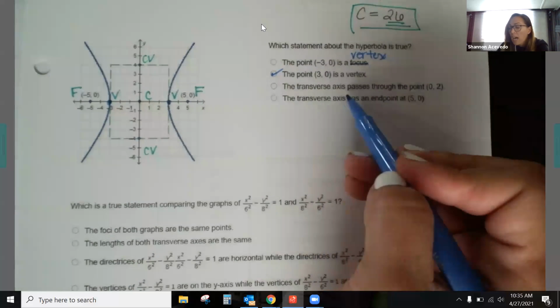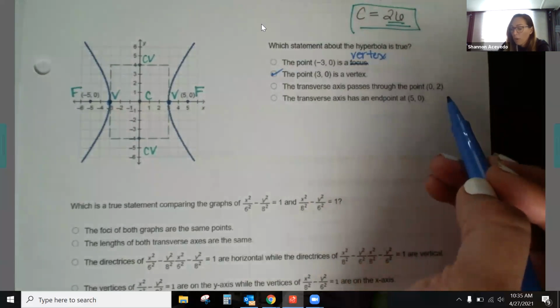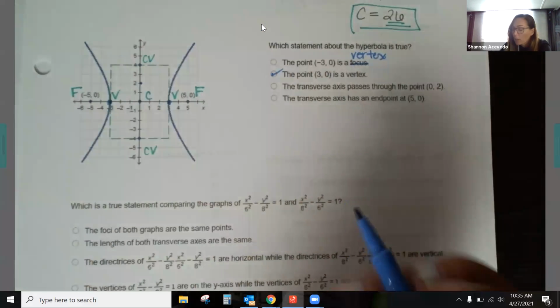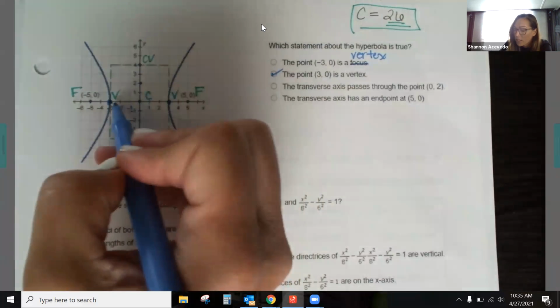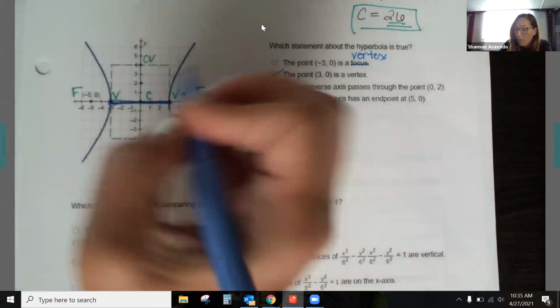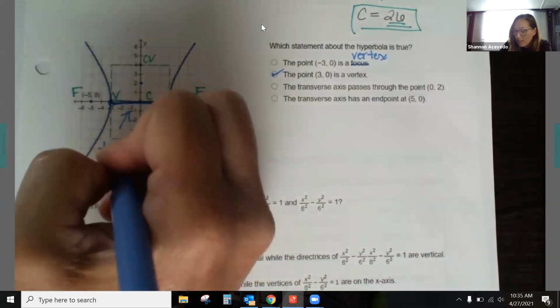The transverse axis passes through the point (0, 2). (0, 2) is this point right here. But remember, our transverse axis goes from vertex to vertex, so this point is not on this line. This is what we would call our transverse axis.